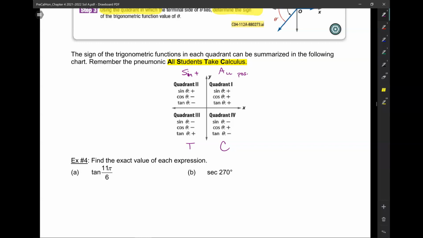T stands for tangent is positive. C, cosine is positive. So all students take calculus. If an angle is here, the cosine is positive, everything else is negative. Okay? But also, fine print, their buddies, their reciprocals are also positive. So sine and cosecant, tangent and cotangent, cosine and secant.